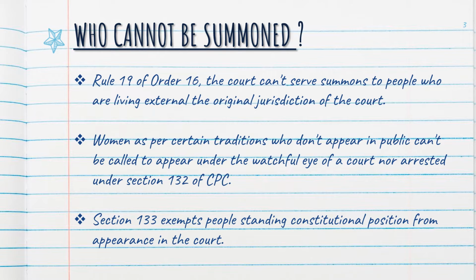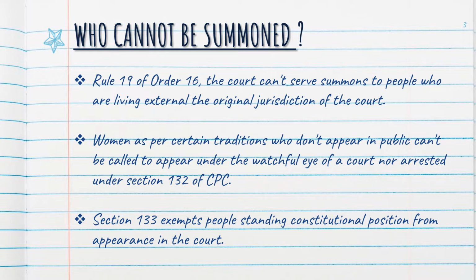So the second one is, who cannot be summoned. According to the Code of Civil Procedure, certain people cannot be summoned to appear in person, so it must be made sure that the summons is not served on such people. According to Rule 19 of Order 16, the court cannot serve summons on a person who is residing outside the original jurisdiction of the court.